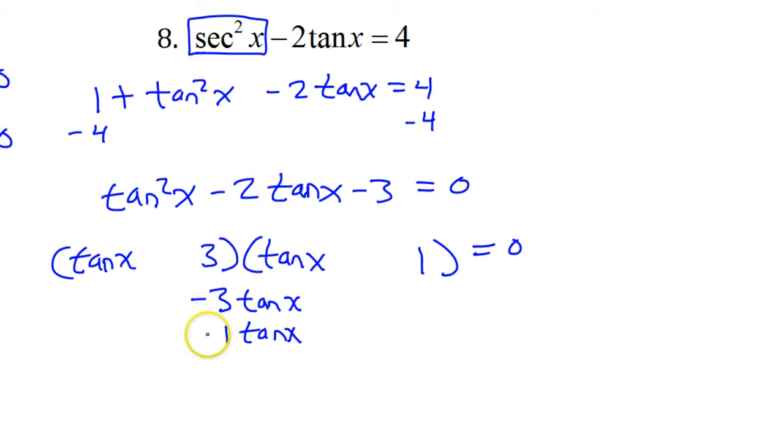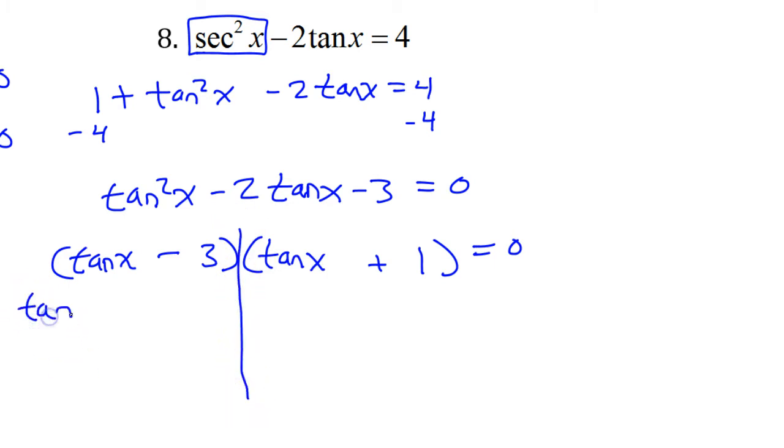That will happen if I have a negative 3 and a positive 1. So negative 3 and positive 1. Checking one more thing. Negative 3 times positive 1 does give you negative 3. So we have now factored correctly. So we can find 2 solutions by setting each of these factors equal to 0. It's called the zero product property.